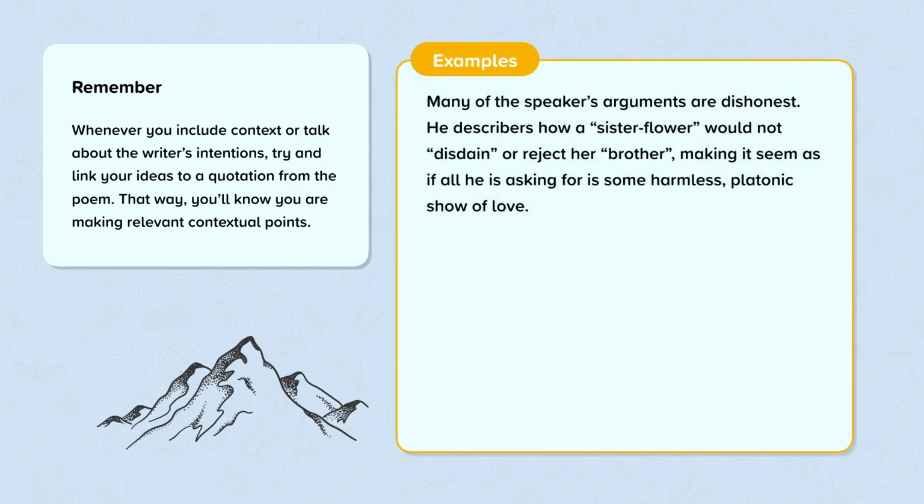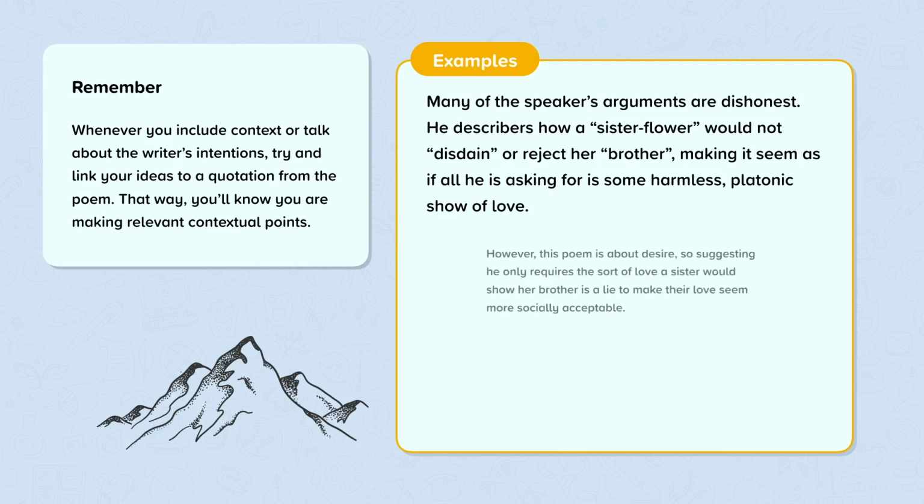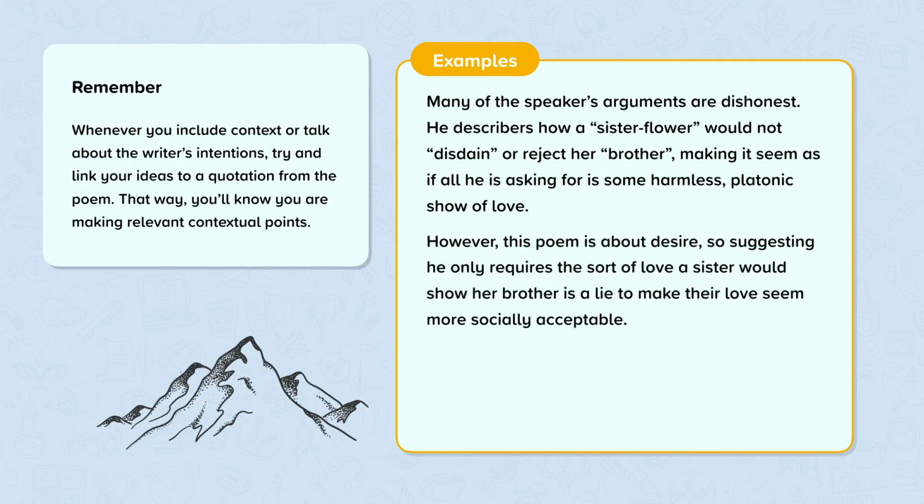Many of the speaker's arguments are dishonest. He describes how a sister flower would not disdain or reject her brother, making it seem as if all he is asking for is some harmless, platonic show of love. However, this poem is about desire, so suggesting he only requires the sort of love a sister would show her brother is a lie, to make their love seem more socially acceptable.